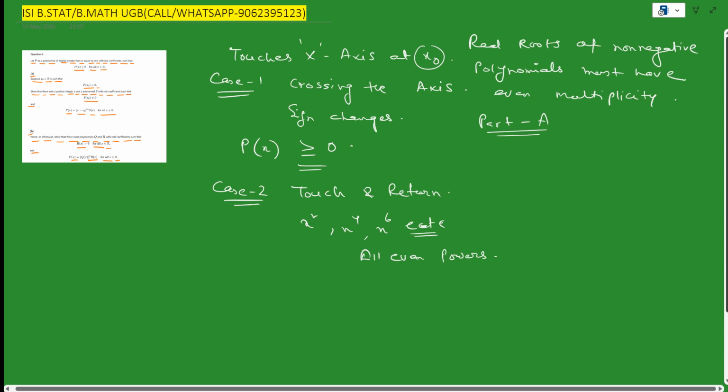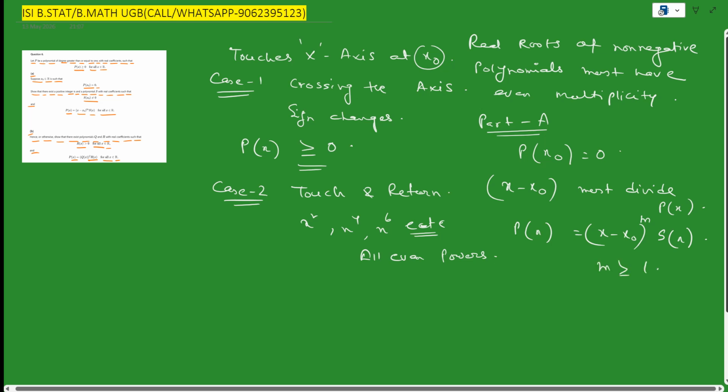Now come to part A. We are given P of x0 is 0. Now by factor theorem, x minus x0 must divide P of x. So we can write P of x is (x minus x0) to the power m into S of x, where m is greater than or equal to 1 and S of x0 is not equal to 0.